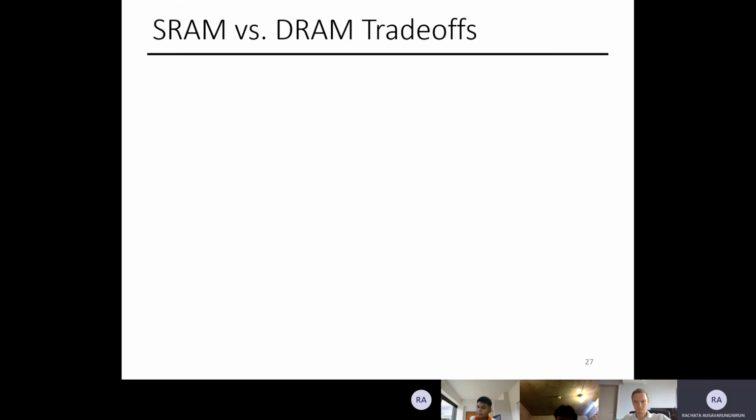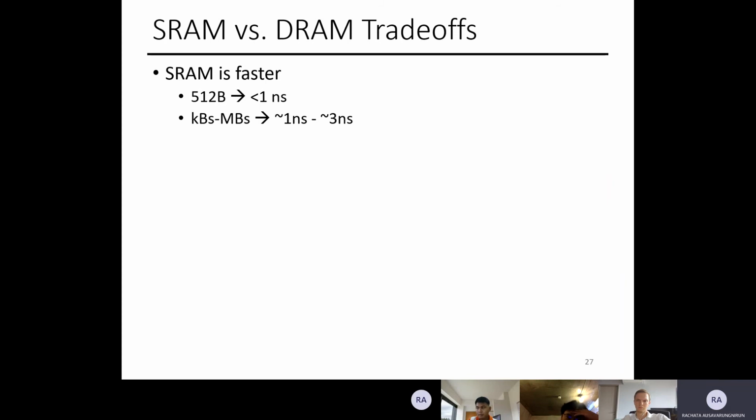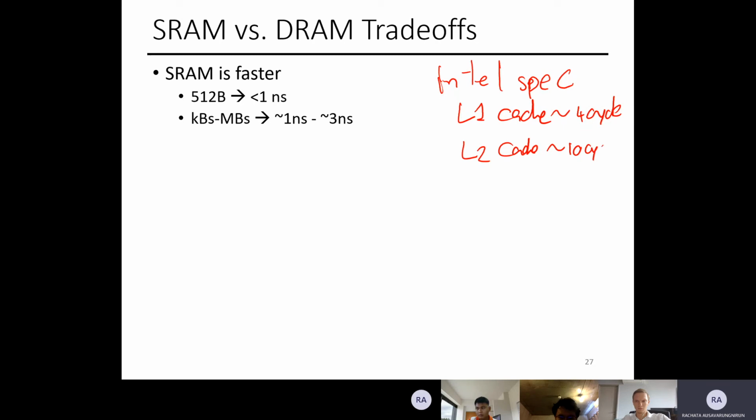So you can see that there are trade-offs with SRAM and DRAM. First of all, SRAM is faster. Usually it's within like a nanosecond. If you look at the Intel spec sheet, L1 cache would be around 4 cycles. L2 cache would be around 10 or 11 cycles, something around that number, depending on which chip you're buying. Different i5, i7 models from different generations would have different numbers of cycles for the cache.